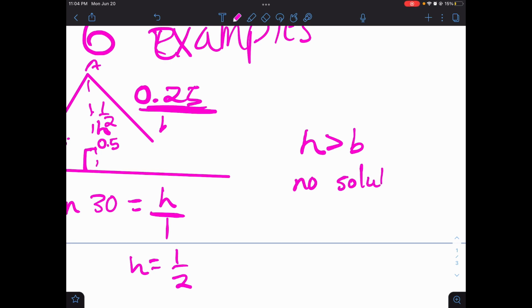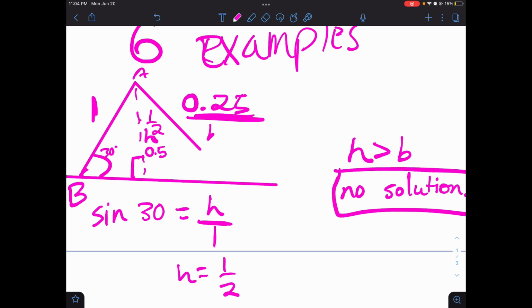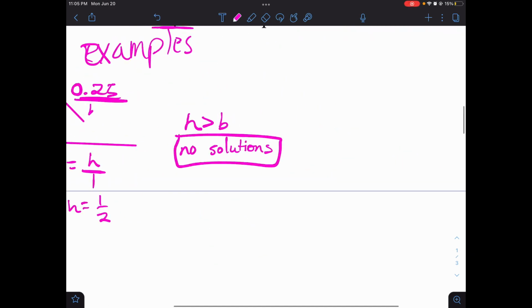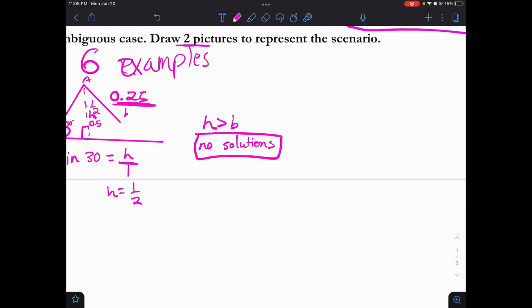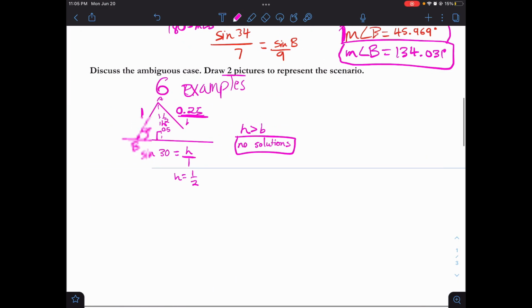Now let me tell you the reason why that is no solutions. The reason is that 0.5 is the minimum value this side has to be to reach this end right here, because 0.5 is at 90 degrees. Any side length besides the one at 90 degrees has to be more than 0.5. So that's the reason that has no solutions, or zero solutions, or this is an imaginary triangle, meaning this can't be made.